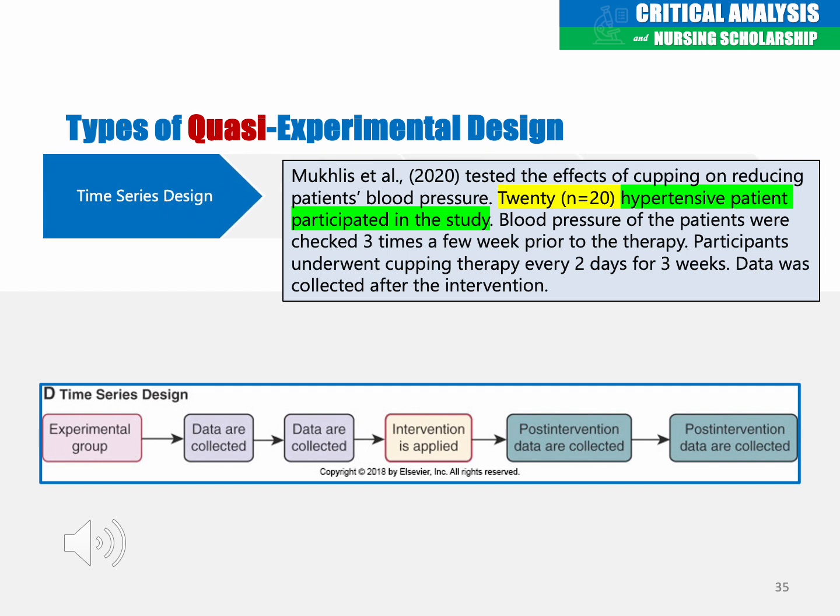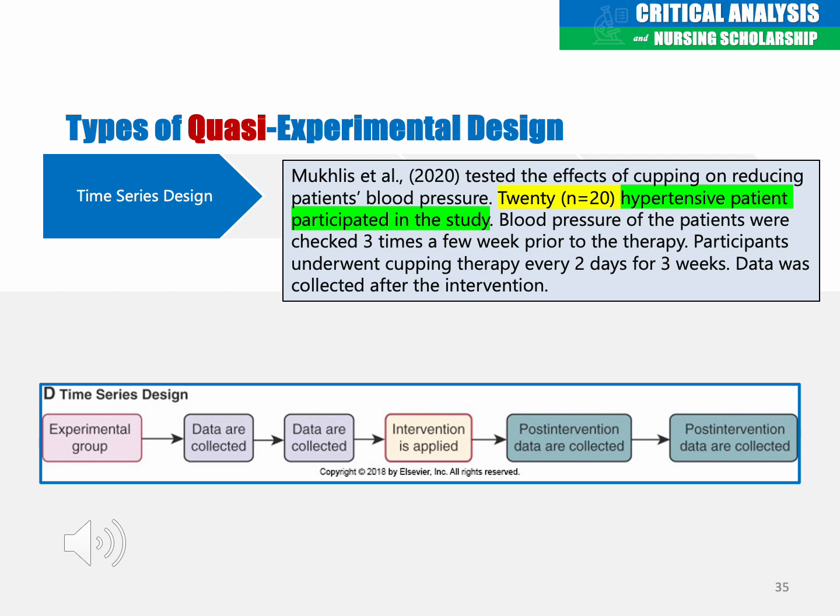The fourth type of quasi-experimental design is called time series design. Here, data are collected repeatedly over multiple time points before and after the intervention in a single group to observe trends and rule out external influences. I want you to look at the PowerPoint slides right now, and you will see that there's only one group, the experimental group. There was no control group in time series design.